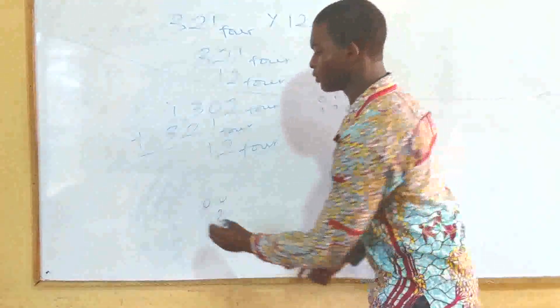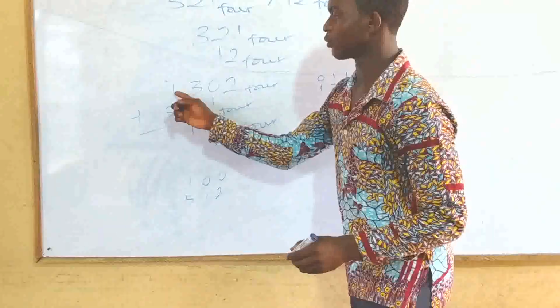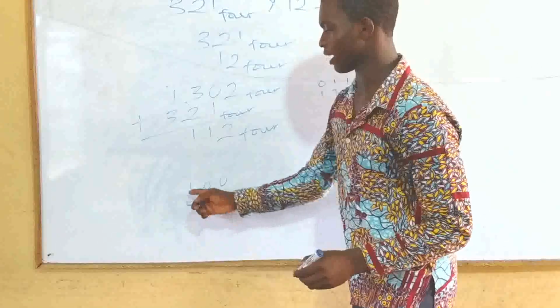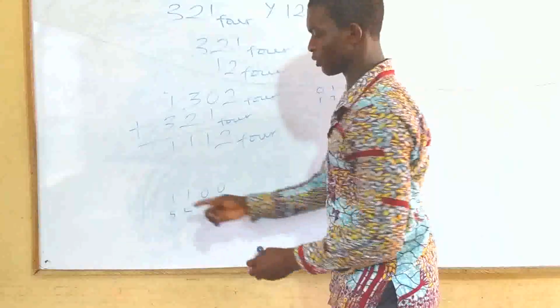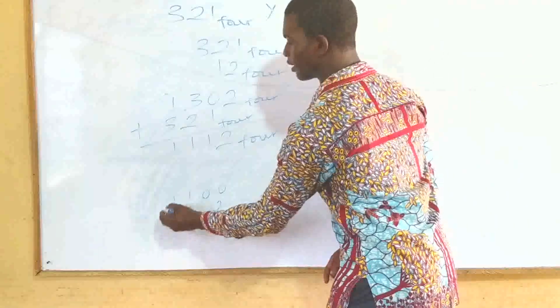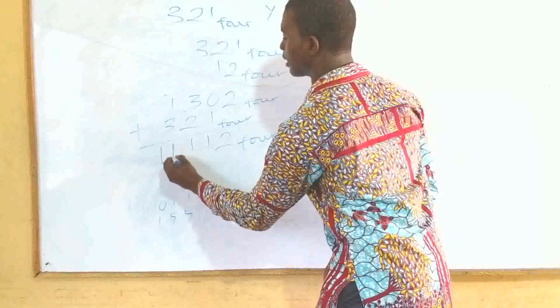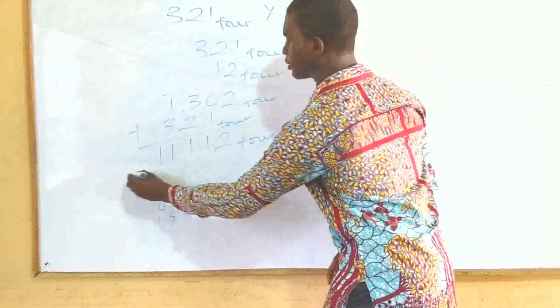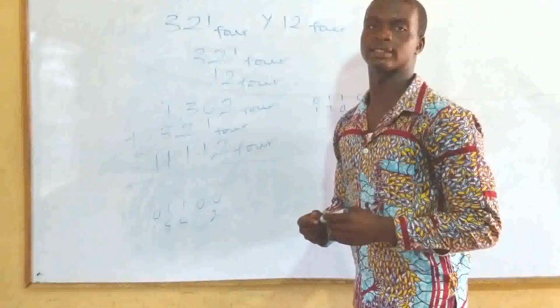3 plus 2 gives you 5. 4 goes into it 1, remainder 1. 1 plus 3 gives you 4, plus this one gives you 5. 4 goes into it 1, remainder 1. So we have this one, 1 over here. 4 goes into it 0, remainder 1. So we have our answer to be 1 1 1 1 2 base 4.